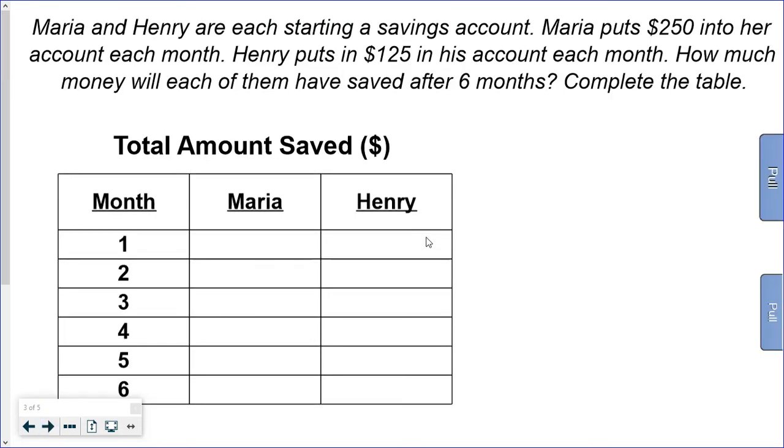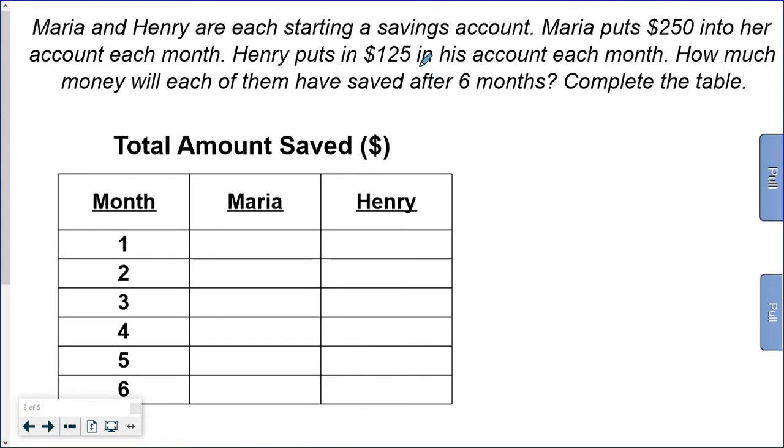Here's another example. It says Maria and Henry each start a savings account. Okay, Maria is going to put $250 in her account every single month. Then Henry is going to put $125 in his account every single month. The question asked is how much money will they have saved after 6 months? And we have to complete the table.